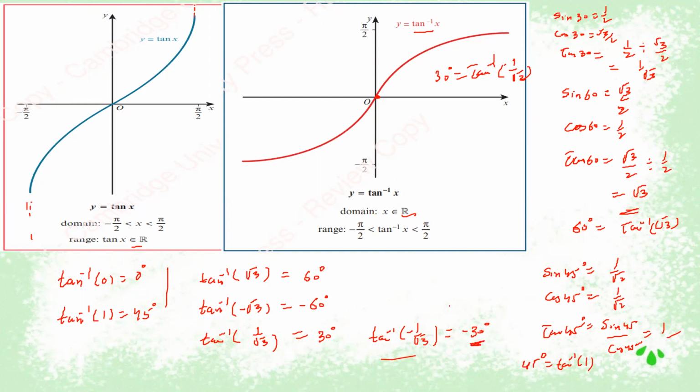I hope you get an idea how to find these trigonometric ratios of inverse as well as simple trigonometric ratios, their answers without using a calculator.